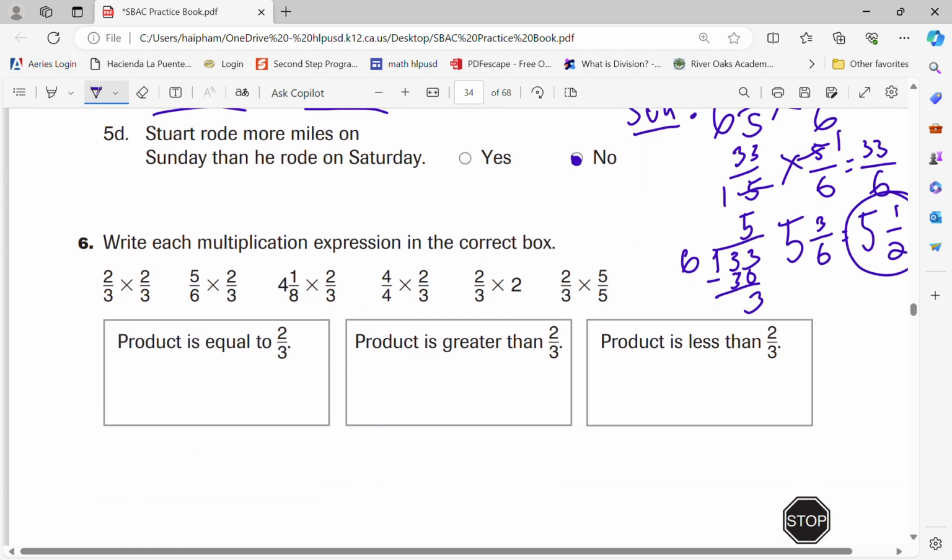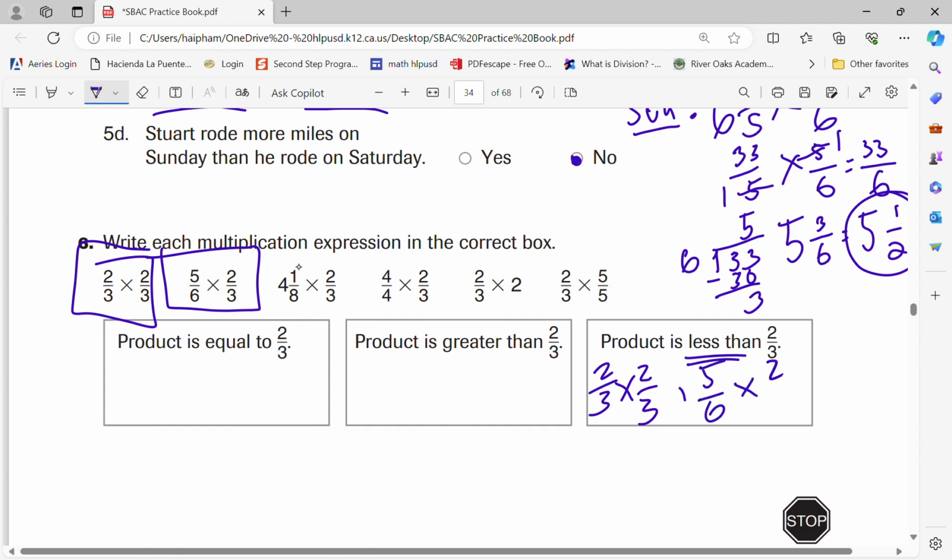To our last question. Let's go over this again. We have a fraction by a fraction. That should be less than. So let's move that down here. Next one. Another fraction by a fraction. That should be less than. A mixed number by a fraction. That should always give you a greater product.